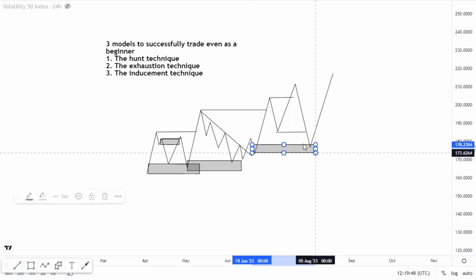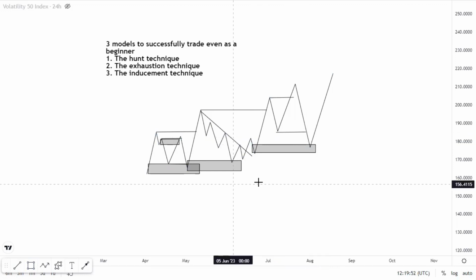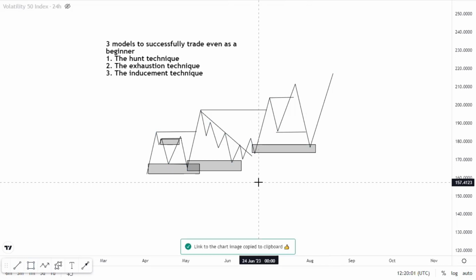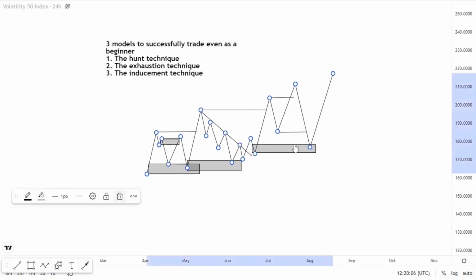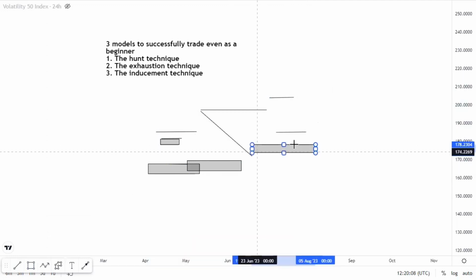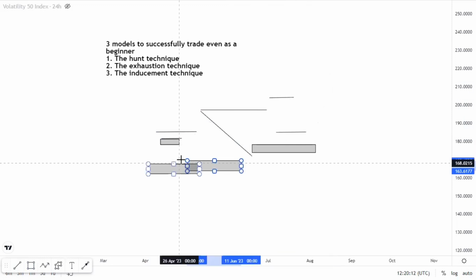So I'm going to be showing you all of this on chart right now, but take note of this. Take note of this particular movement the market always gives. You will always see this model on your chart. So let's go directly into our chart and then I will give an explanation.